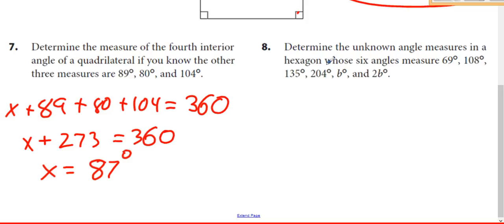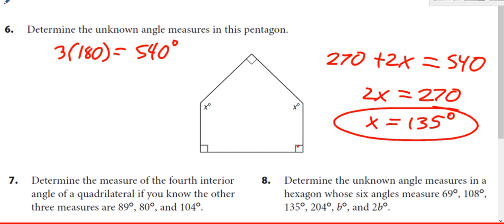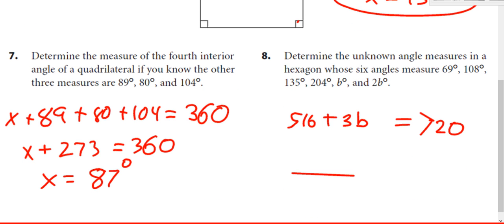For this example, it's a hexagon, so there's 6 sides. So 4 times 180 is 720. So if you add everything up, you get 516 plus b and 2b is 3b. So subtract the 516 over, you get 204. And then divide, you get b equals 68.